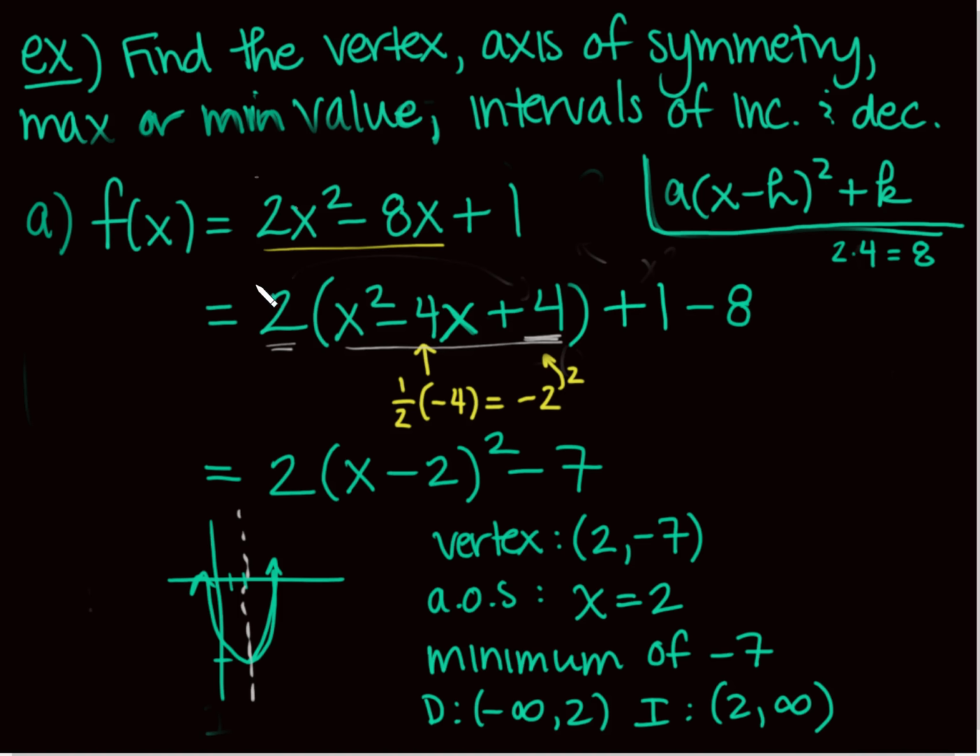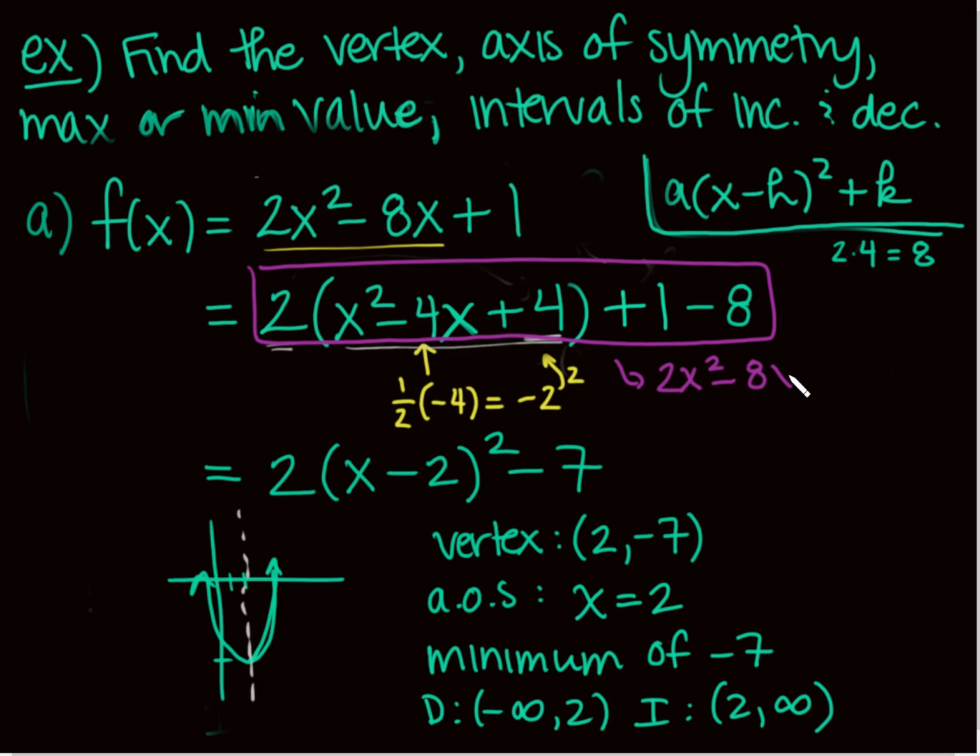I want to show you up here, once again, why did that work? Why did I subtract 8 and not 4? Look at if I simplify this, you guys. Let's take the 2 through. I would get 2x squared minus 8x plus 8 plus 1 minus 8. Look at those 8's cancel, and I'm left with the 2x squared minus 8x plus 1, which is exactly what I started with, which is exactly what I need to end with, right? If I simplified it all out.